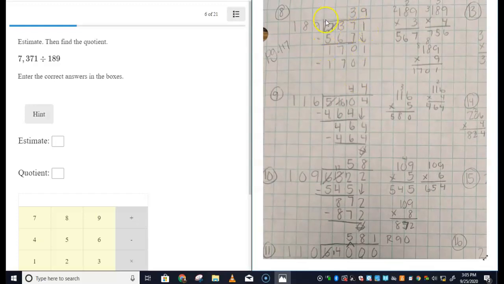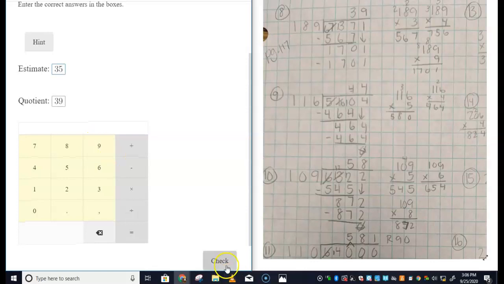Okay, right over here, I have the first one. If you need to pause this to look to see how I did it, make sure you're doing that. My first one, I got an answer of 39. I'm okay if you're not really estimating. Your estimate should have been about 35 on this one. I'm more concerned about your quotients.